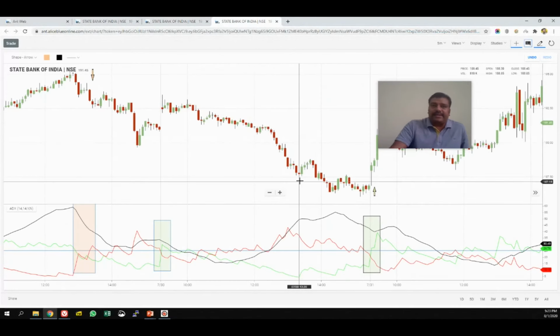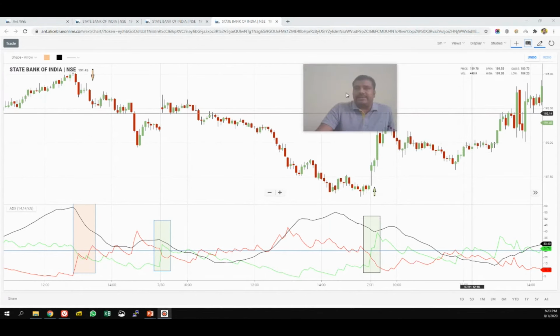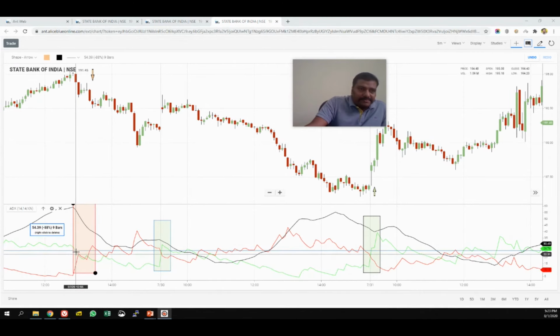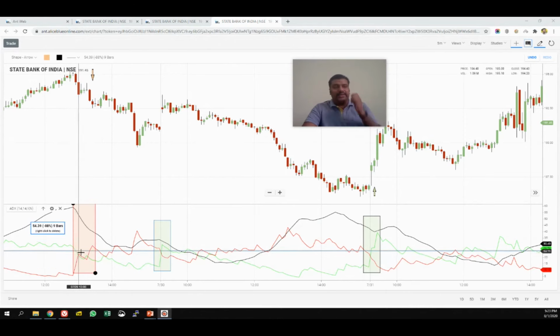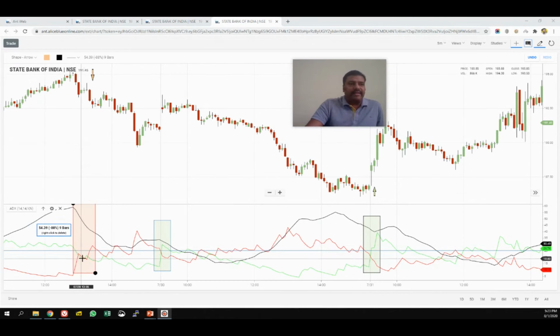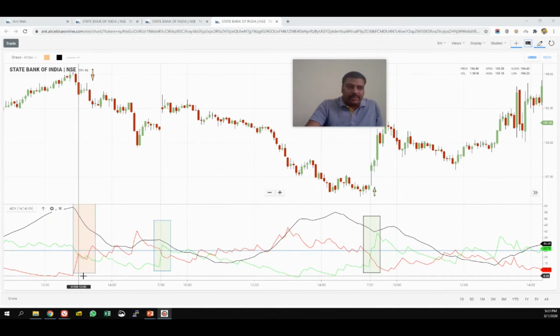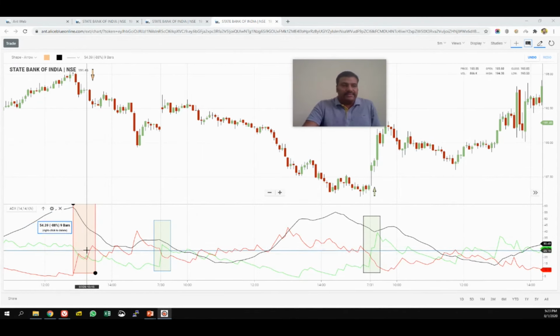You see this here. This is also State Bank, the last couple of days. First of all, there is a crossover. The red one is going above the green. Here there is a crossover, and then again there is a reversal, and again there is a crossover where the red goes above the green. And also the ADX, because this blue line is ADX number 25, is more than 25.